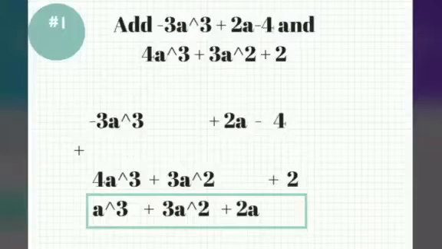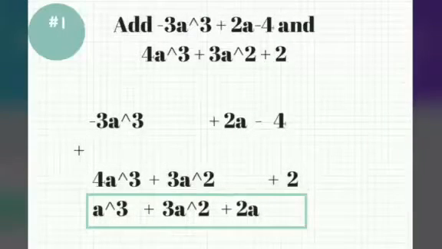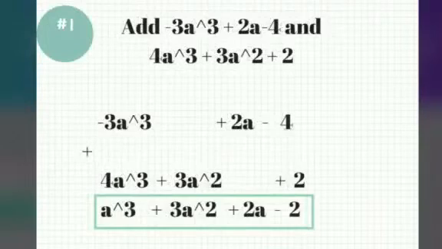Next, since 3a raised to 2 does not have a like term, leave a space after negative 3a raised to 3 and bring down 3a raised to 2. Same as earlier, 2a does not have a like term, so bring down 2a. Lastly, negative 4 plus 2 is equivalent to negative 2. So your final answer will be a raised to 3 plus 3a raised to 2 plus 2a minus 2.